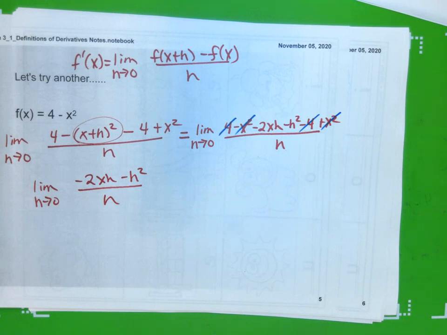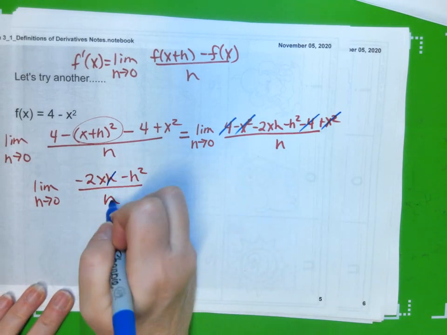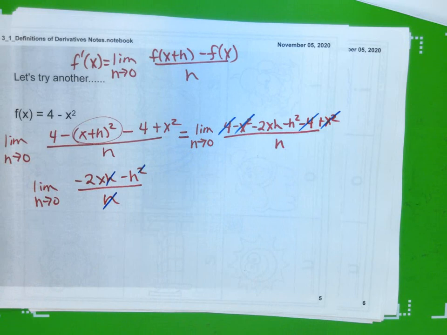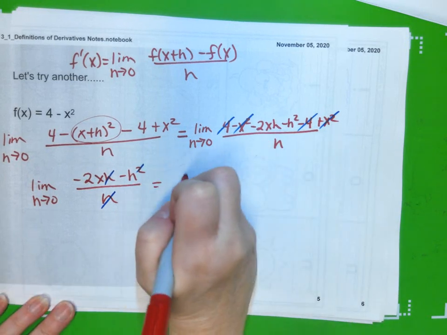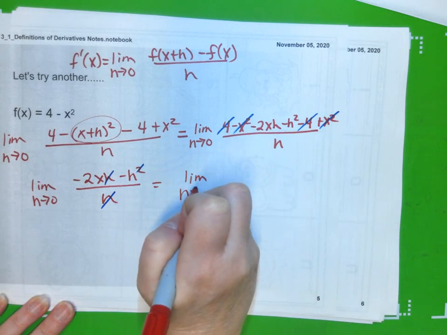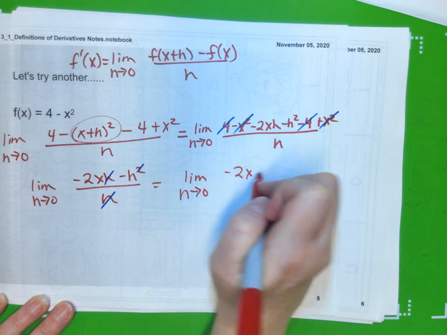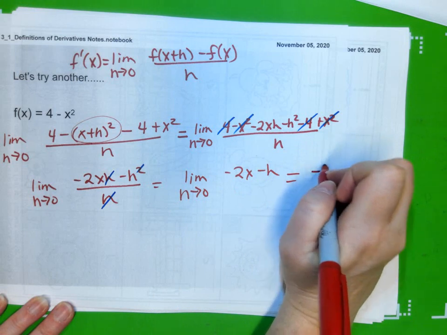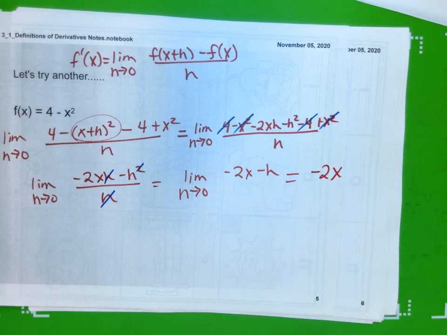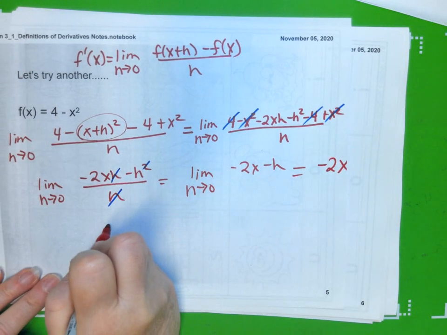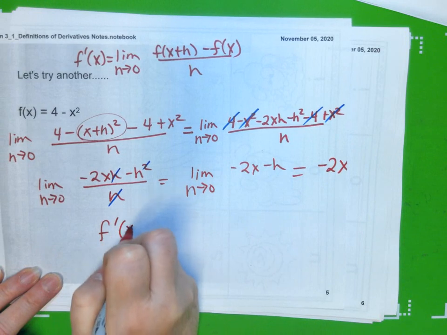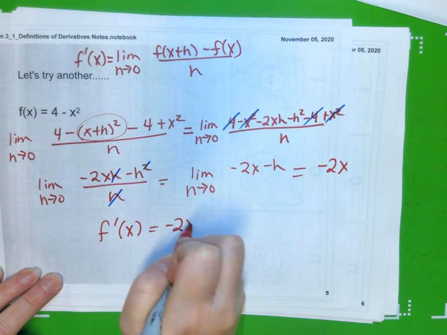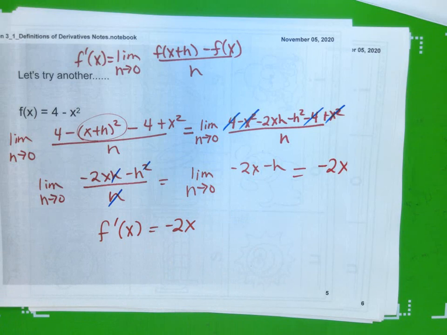Okay, I'm going to get rid of those h's. I'm going to take an h from there, an h from there, and one of those. So now I have the limit as h approaches 0 of negative 2x minus h. But h is 0, so I end up with negative 2x. So my derivative equation, f prime of x, is negative 2x. So far, so good.